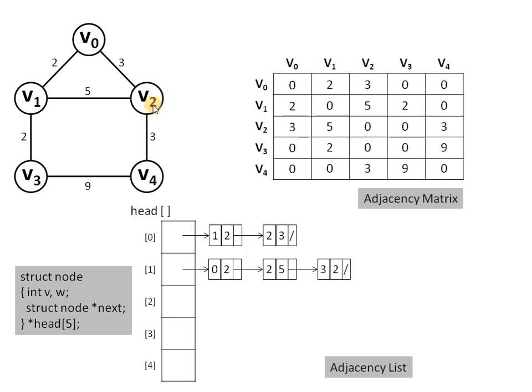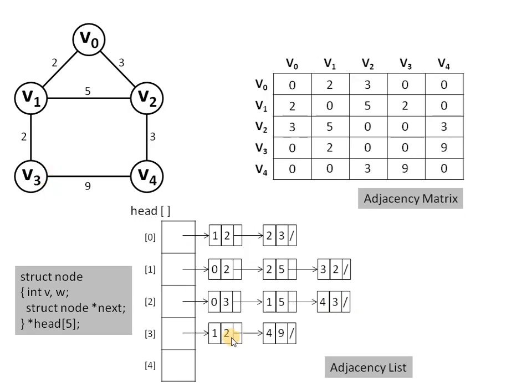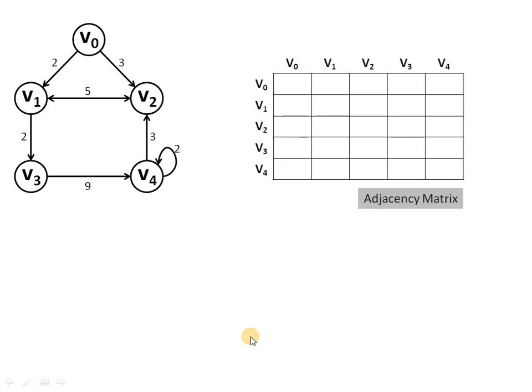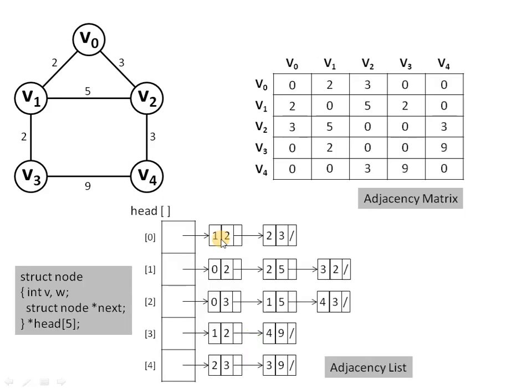Similarly, for vertex V2, we will have 0, 3, 1, 5 and last node will have 4, 3. Then for vertex V3, we will have 1, 2 and 4, 9. And lastly, for vertex V4, we will have 2, 3 and 3, 9. So with this, we have completed the adjacency list representation for the weighted undirected graphs.